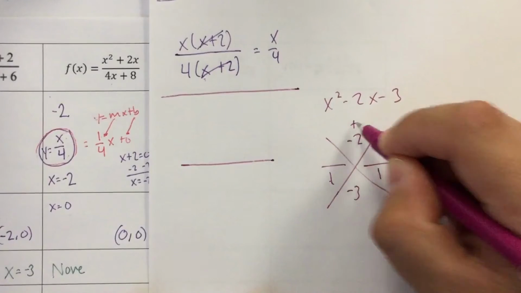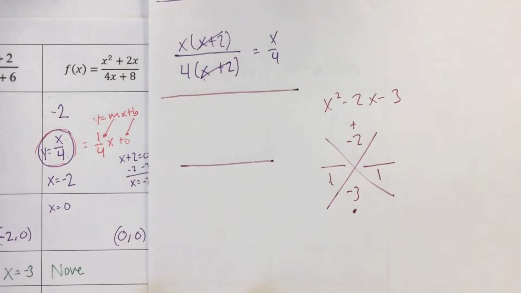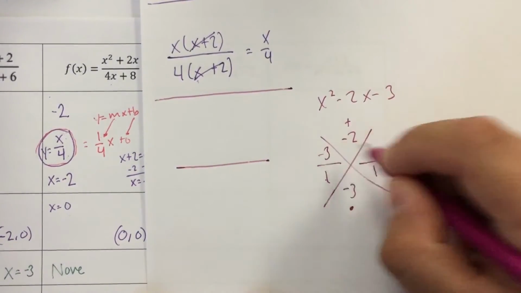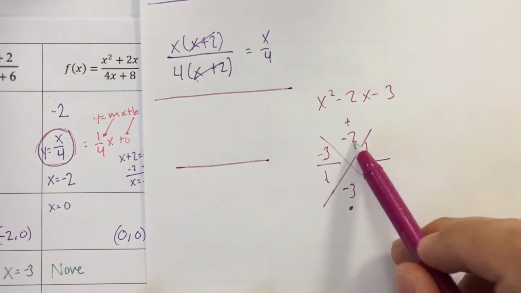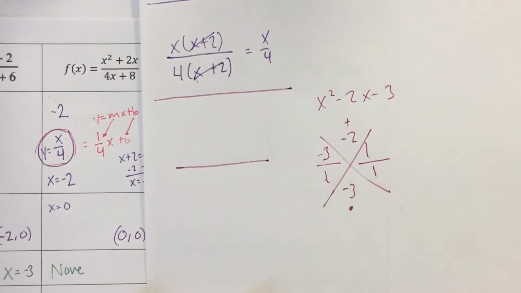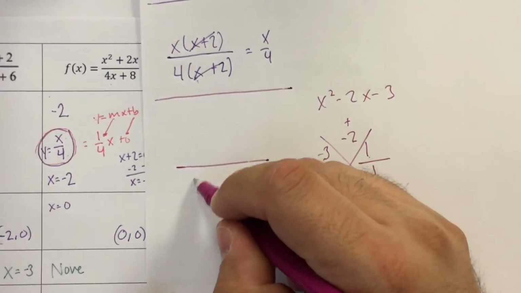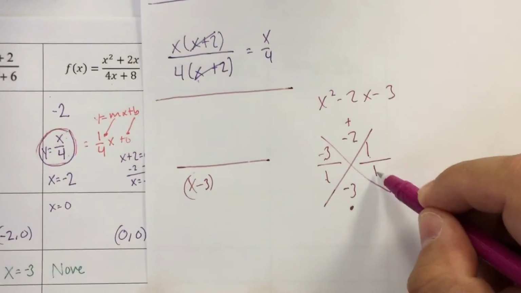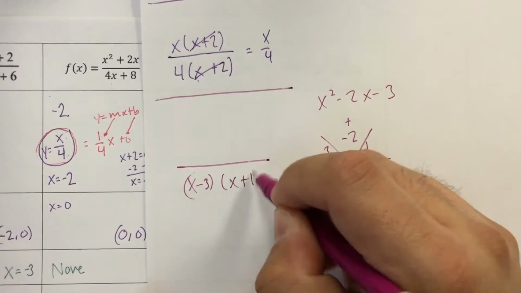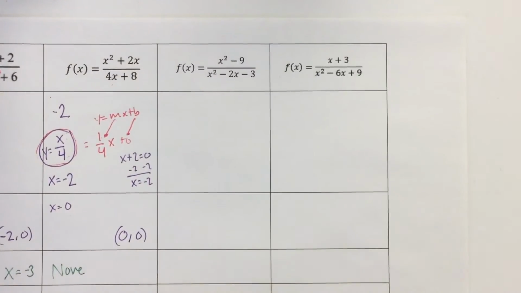So we need two numbers that add to -2 but multiply to -3. Does anybody know what two numbers those are? 1 and 3. So -3 and +1. -3 plus 1 is -2. -3 times 1 is -3. So this becomes x minus 3, and this becomes x plus 1. All right.